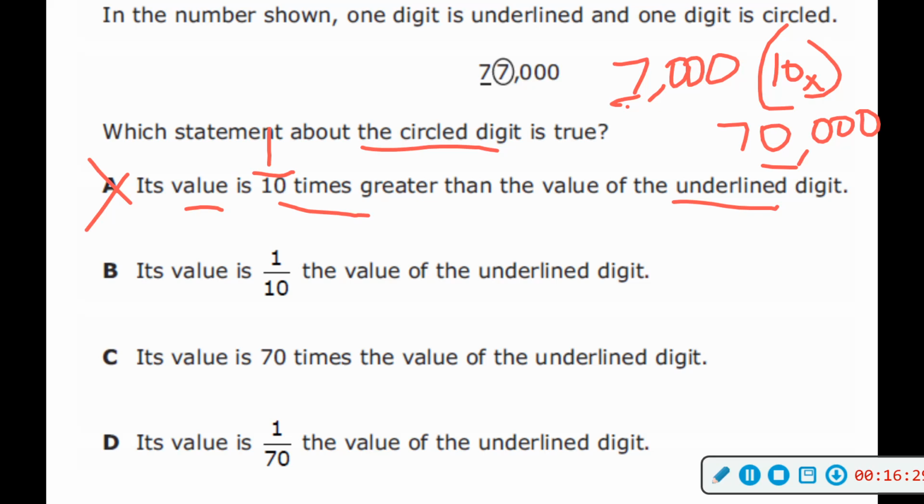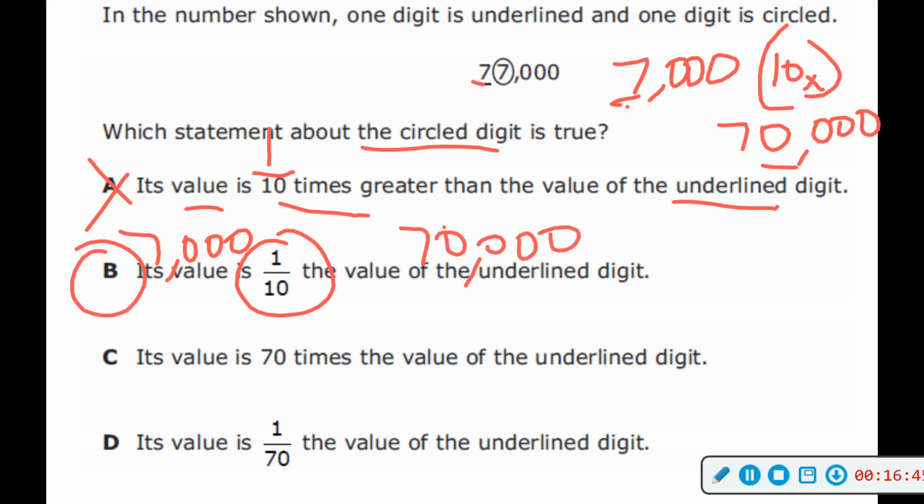Is the thousands place 1/10 the value of the underlined 10,000s place? So that would mean, is 7,000 1/10 the value of 70,000? The answer is yes, it is. 7,000 is 10 times smaller, less than, which would mean it's 1/10 the amount of 70,000.